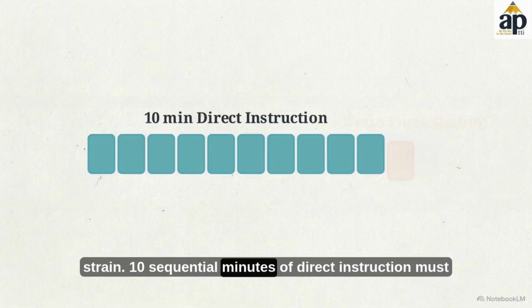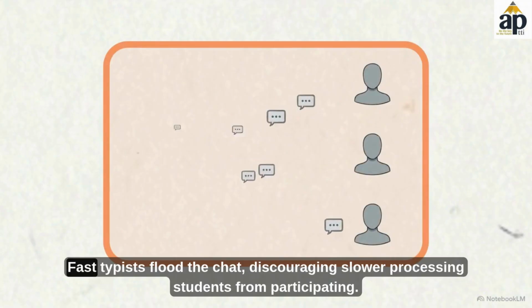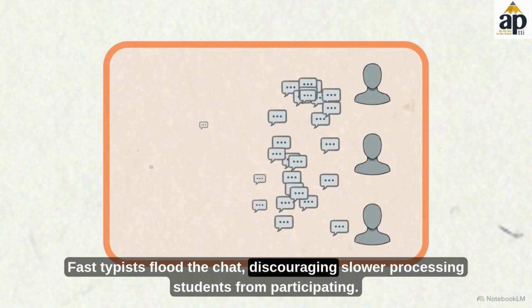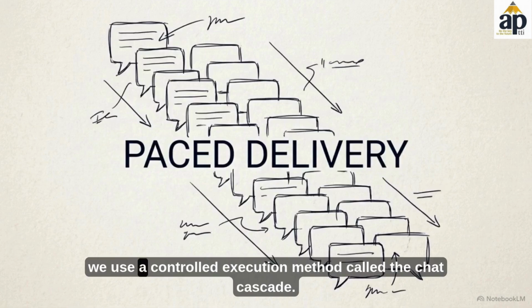This timeline visualizes the constraint. 10 sequential minutes of direct instruction must be followed by 2 minutes of active participation. But zooming into this active window reveals a failure point. Fast typists flood the chat, discouraging slower processing students from participating. To fix this, we use a controlled execution method called the chat cascade.